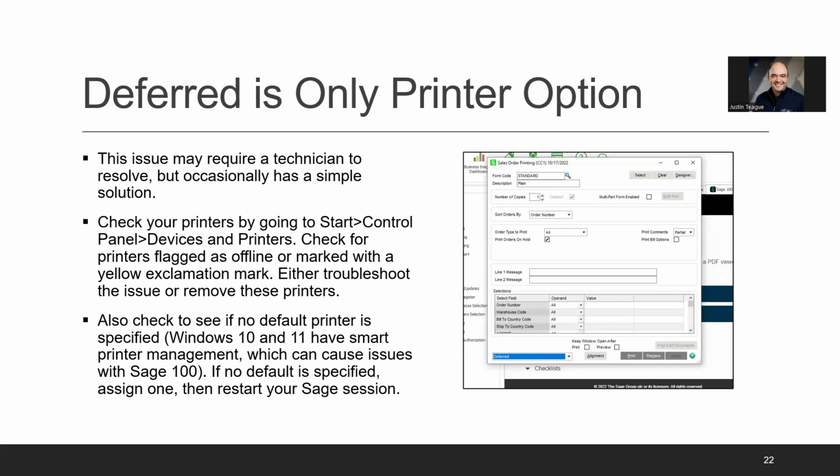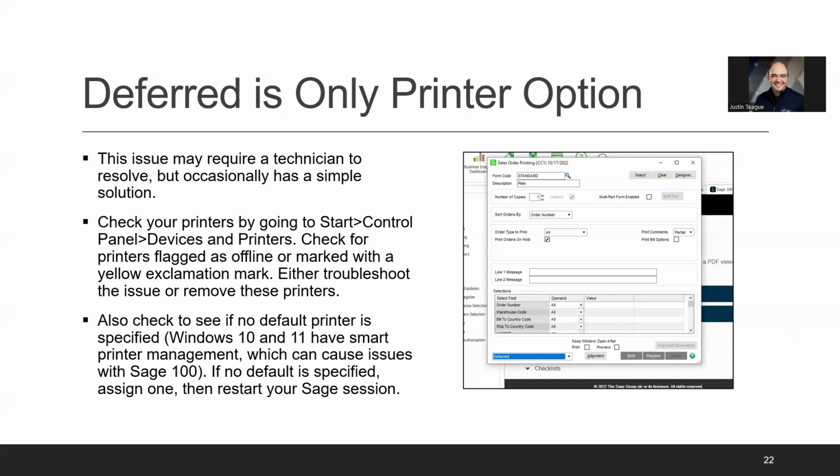Another really common cause of this, check to see if there's no default printer specified for your workstation. Windows 10 and 11 have smart printer management, so they will assign your default printer based on the printer that you use most often. The problem is that Sage 100 was developed before that existed, and it doesn't know how to interpret what Windows is telling it, and that causes it to not be able to see any of your printers. So you'll want to choose a printer and manually override by setting it as default, and that's easy.